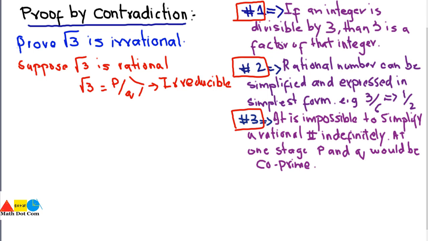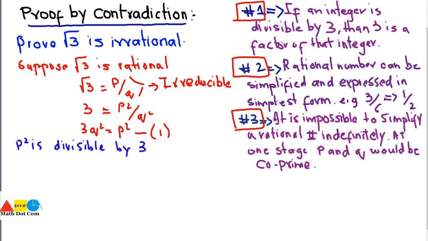We have to take the square on both sides, due to which the square root will be cancelled out and we will get p square over q square. And if we multiply q square on both sides, what we will get? We will get 3q square is equal to p square. Now this is equation number 1. Now we have to deduce some facts from this. It means that p square is divisible by 3, that you can divide p square by 3.